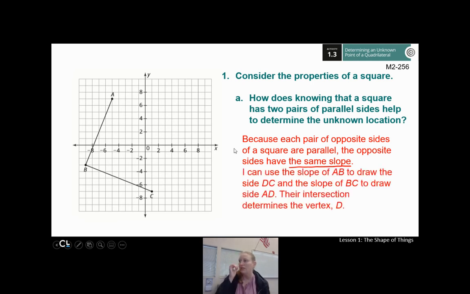So we can totally use the slope of AB to draw us the slope of DC and just kind of draw it out. And then, of course, if I know the slope of BC, we can draw that same slope coming out this way and look at where they intersect. That will be our 4th vertex, D.